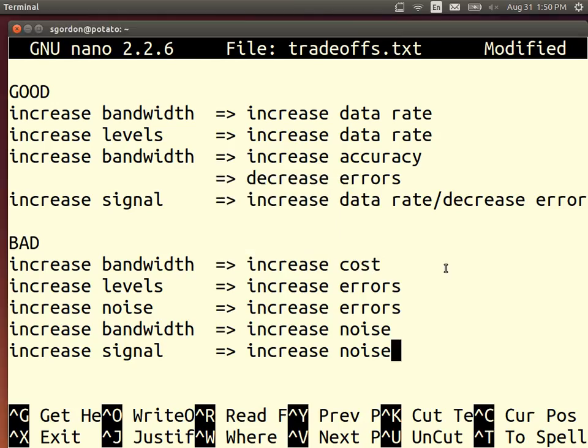I think we've got most of the trade-offs there. Okay, but you can see that they are conflicting in some cases. It's not as simple as, let's just increase the bandwidth. We must consider several factors. It's complex. Any questions on those trade-offs before we move on to the last part of this data transmission topic?